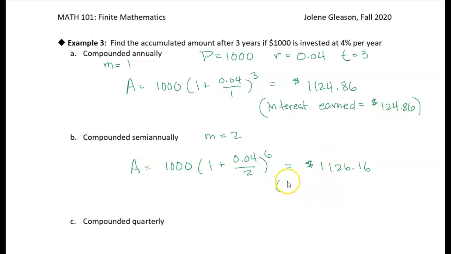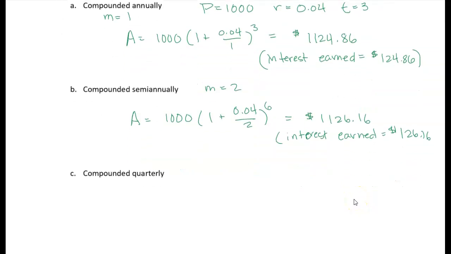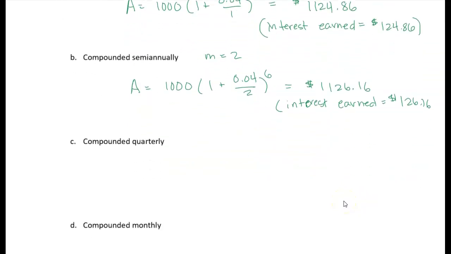Compounding semi-annually, though, looks like we made a little bit more. The interest earned is just $126.16. So you earned a couple of dollars more in interest over that 3-year period. Now let's take a look at what happens when we compound quarterly. Again, the only thing that changes is the number of conversion periods. If we're compounding quarterly, then m is 4 periods per year.